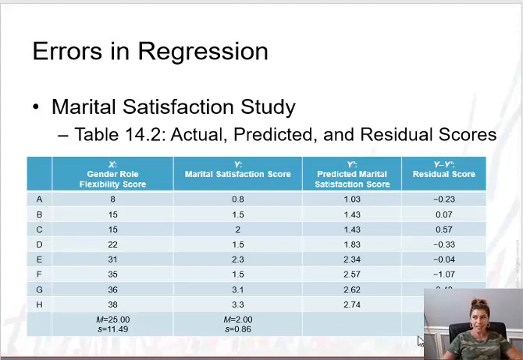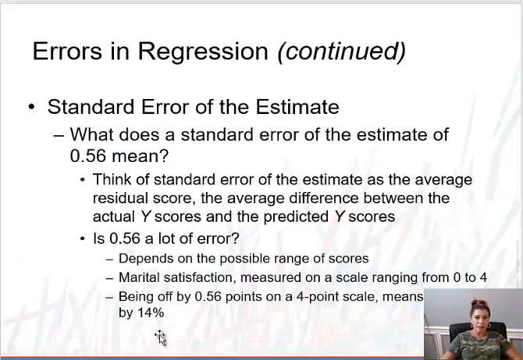So just like standard deviations that we've talked about before, we have standard error of the estimate in regression equations. So what does 0.56 mean? Basically, it's the average residual score, okay? It's the average difference between the actual y-scores and the predicted y-scores.